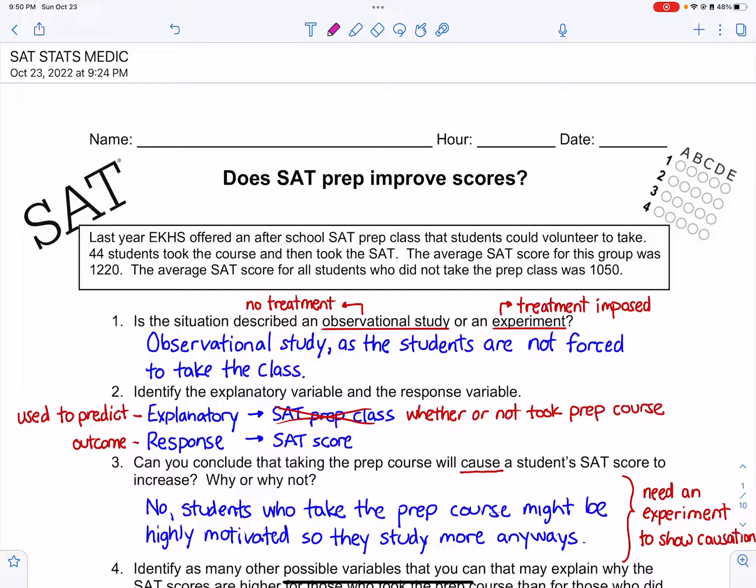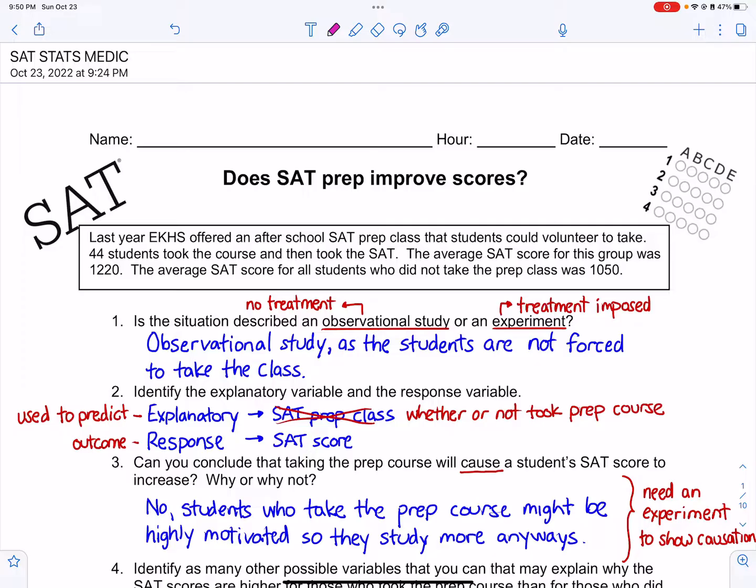The big thing for observing, no treatment. You're going to hear me say again, no treatment, no treatment. If I say, how do you know it's an experiment? Treatment. How do you know it's an observational study? No treatment. So this one is an observational study because the students are not forced to take the class. They can choose to.